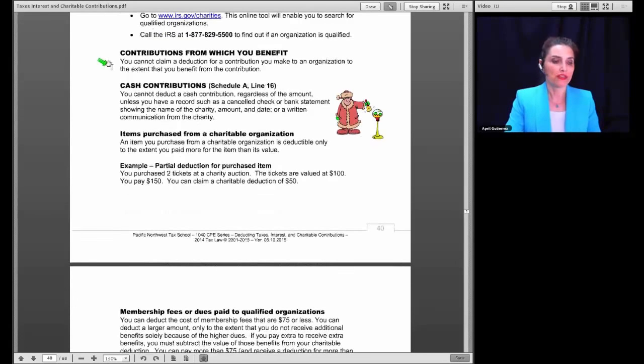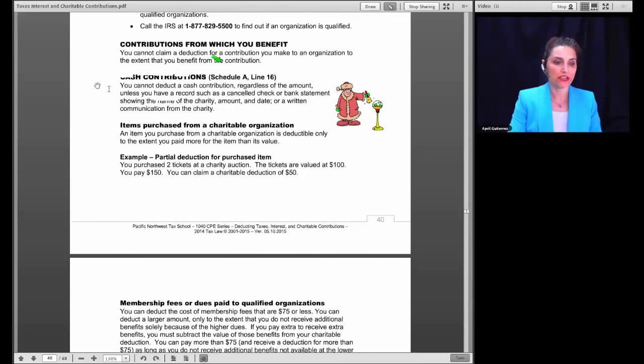Contributions from which you benefit. You cannot claim a deduction for a contribution you make to an organization to the extent you benefit from the contribution. And cash contributions. These are claimed on Schedule A, line 16. You cannot deduct a cash contribution regardless of the amount unless you have a record such as a canceled check or a bank statement that shows the name of the charity, the amount you donated, the date, and/or a written communication from the charity.